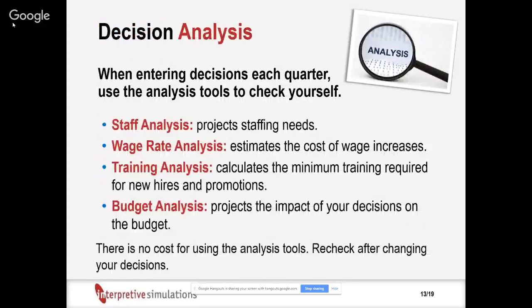Decision analysis. When entering your decisions for each quarter, and you'll have 10 decisions that you have to make, you can use these analysis tools to check yourself. So you have a staff analysis, a wage rate analysis, a training analysis, and a budget analysis. After you make your decisions, it allows you to go in and see what impact your decisions have on everything, including your budget. But there is no cost to using the analysis tools. So please use them, as it will make your decisions that much better.